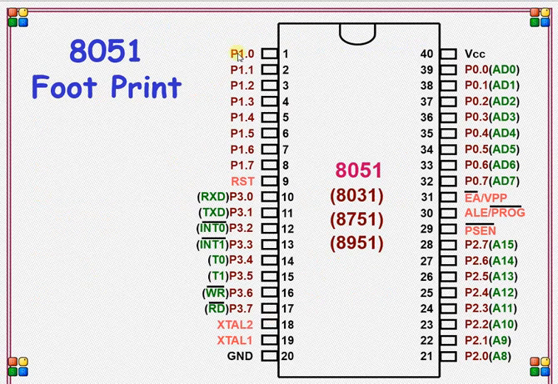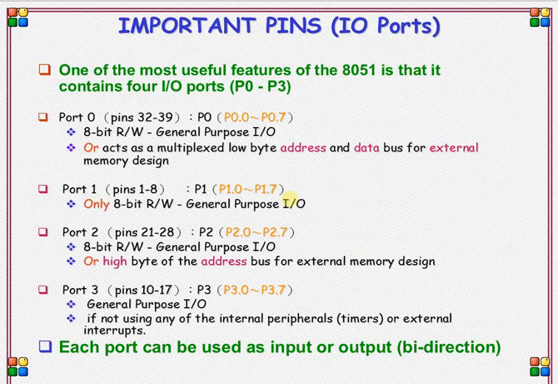Now coming to the 8051 footprint, there are generally four major ports. Port 0 is from pins 32 to 39. Port 1 is from pin 1 to 8. Port 2 is from pins 21 to 28, and Port 3 is from pins 10 to 17. The reset is a negative logic pin, which means that a positive voltage on the pin resets the microcontroller.